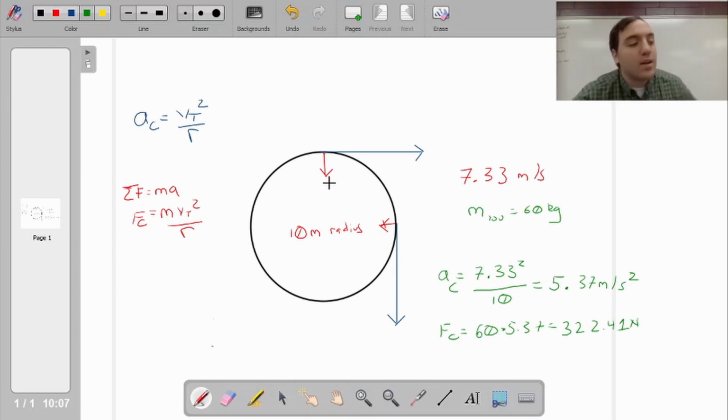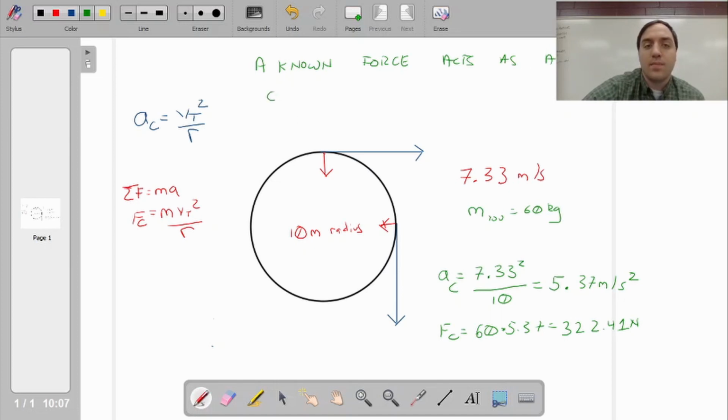When you drive in a car going around a corner, the friction of the tires connected to the pavement is your centripetal force. A known force acts as a centripetal force.